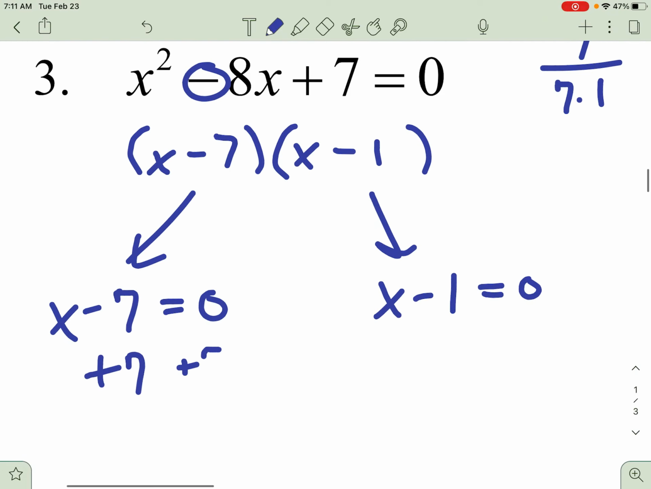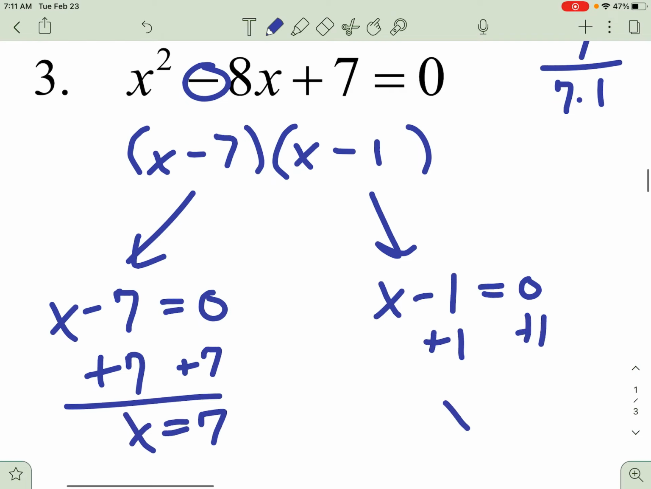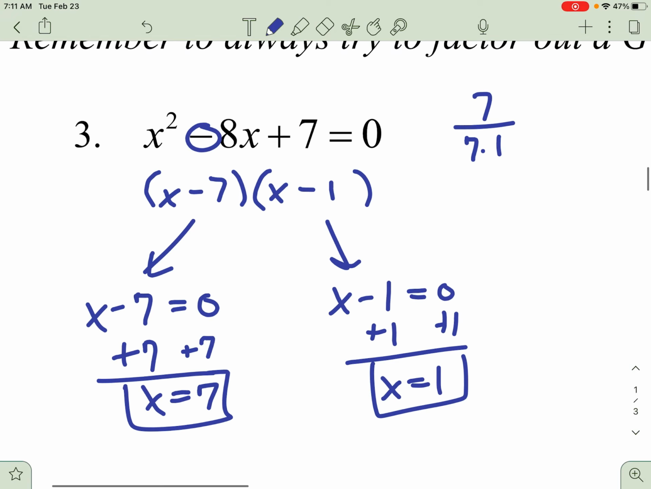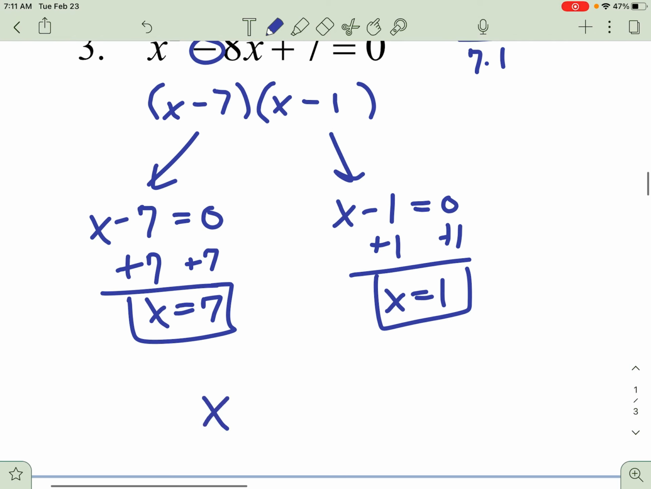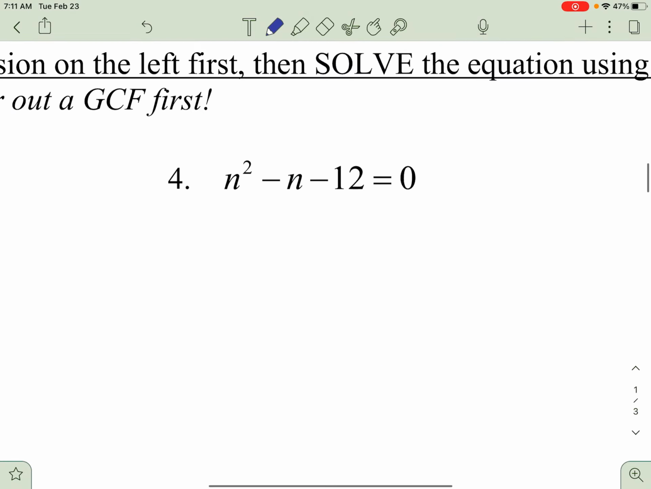Okay, add 7, so x equals 7. Add 1, so x equals 1. Okay, so there's our solutions. x equals 7 and 1, right?